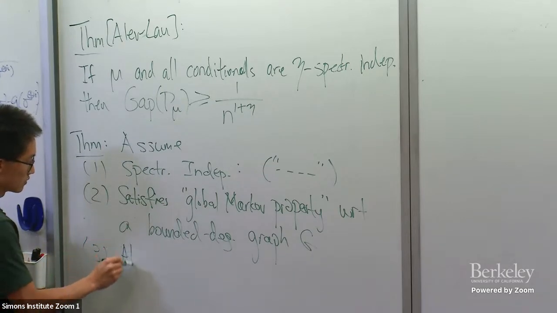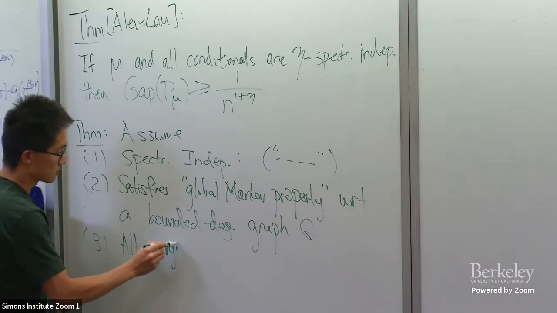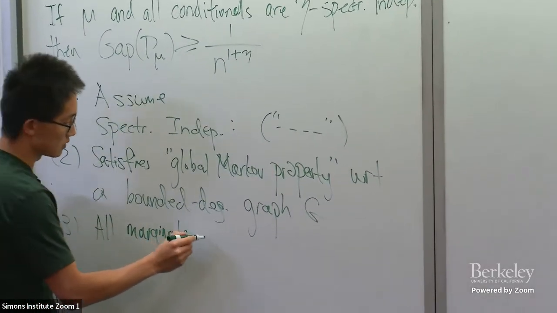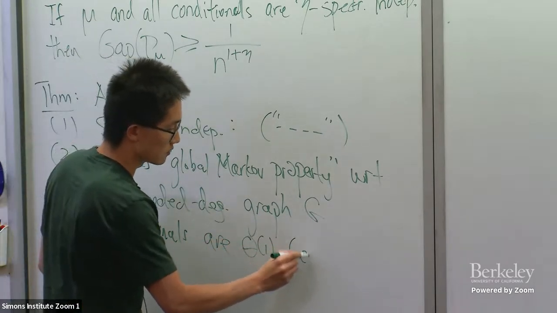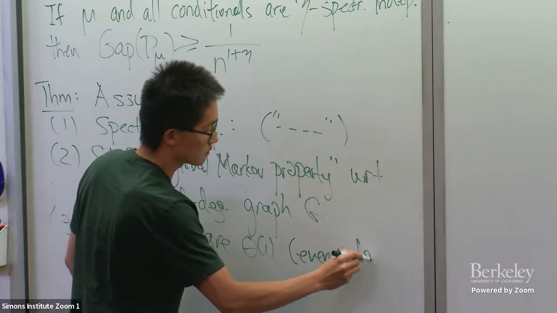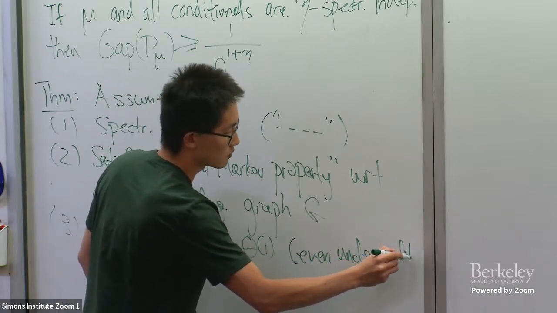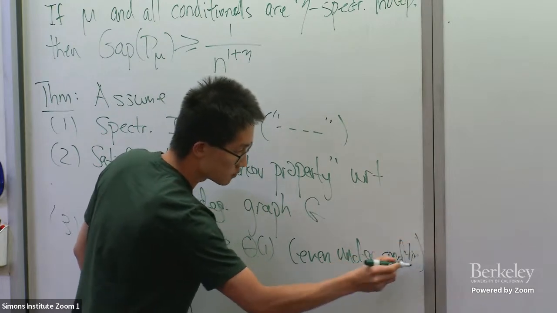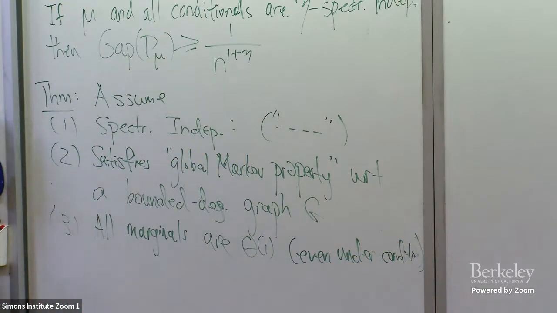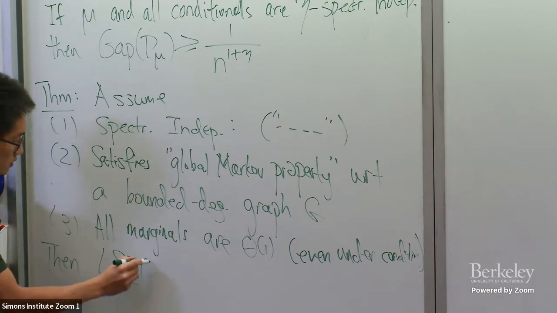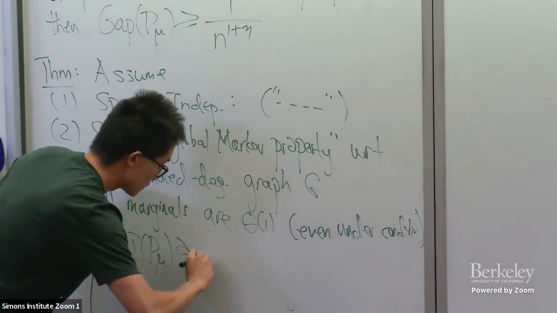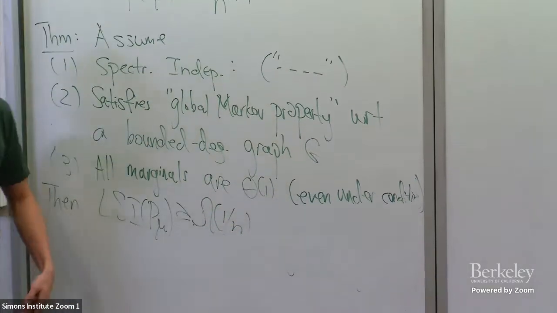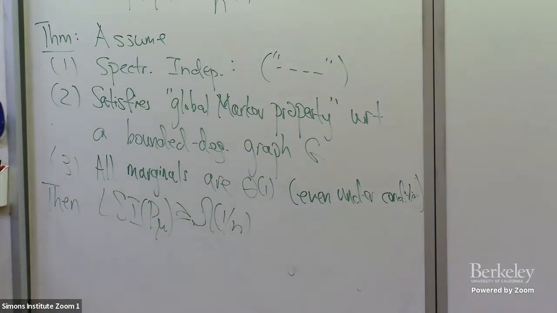that all marginals, say, are constant order, even under conditioning. If I make these three assumptions, then I actually have a log Sobolev constant for mu, lower bounded by order 1 over n, and really get bounds for all of the functional inequalities I want. And in particular, I'll get n log n mixing.